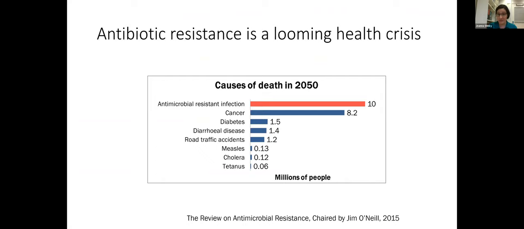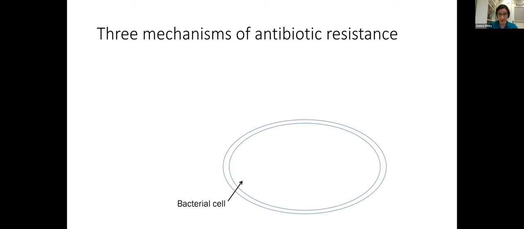Antibiotic resistance is a looming public health crisis. I feel like, man, everything nowadays is a looming public health crisis. But antibiotic resistance is predicted to cause more deaths than cancer by 2050. And so this is something we are interested in targeting.